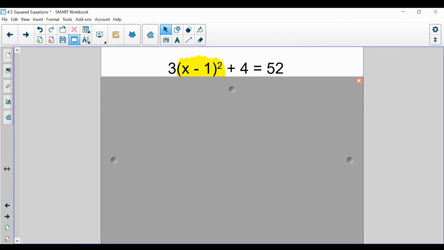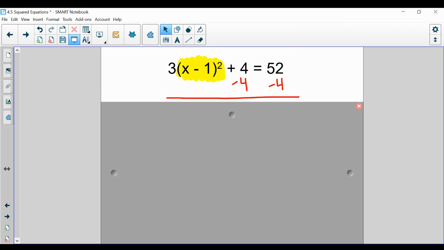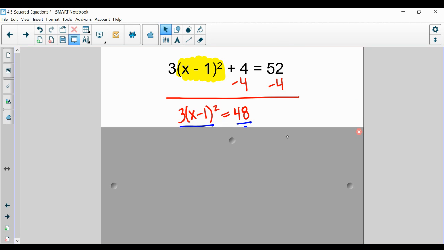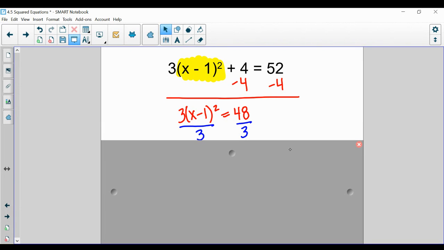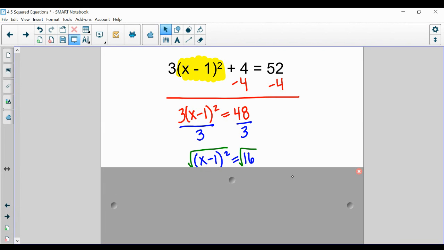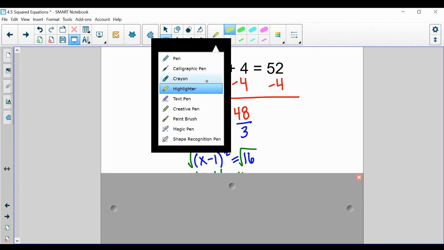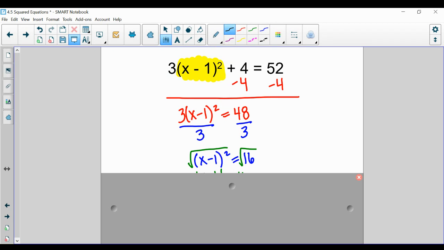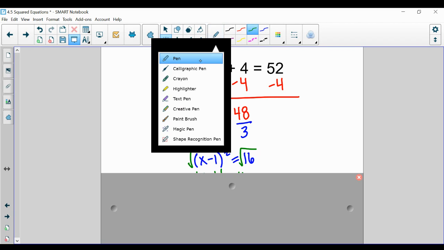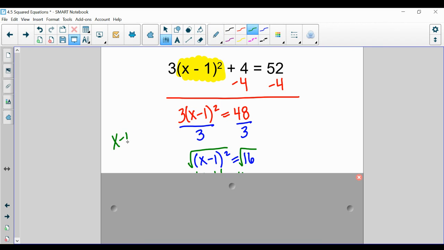So the first thing that you are going to do is subtract 4 from both sides. That's going to get you to 3 times x minus 1 squared equals 48. You're then going to divide by 3 on both sides, which is going to get you to x minus 1 squared equals 16. You're going to square root both sides, which is going to get you to, oops, made a mistake here. Oh no, okay. We can recover here, guys. So we have x minus 1, the absolute value, equals 4.